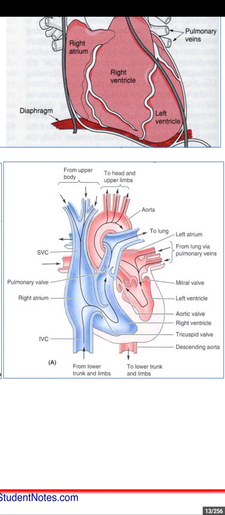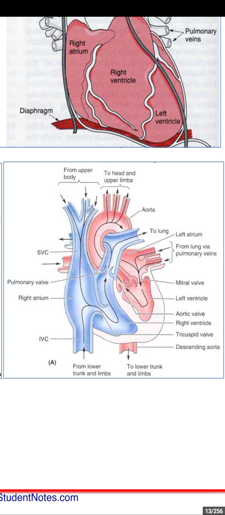inferior vena cava. So through the inferior vena cava, deoxygenated blood enters from the trunks and limbs, and from the upper body it enters through the right atrium through the superior vena cava. So this upper body consists of head and the upper limbs. So it enters through the SVC, and lower limbs and part of the trunk.